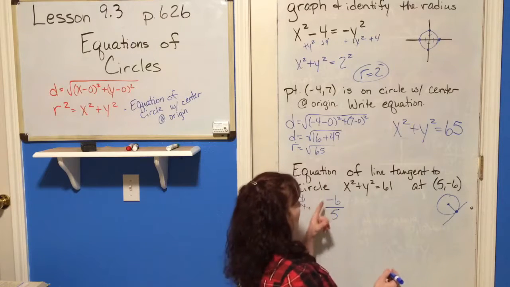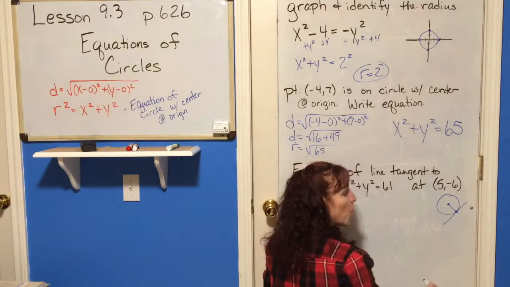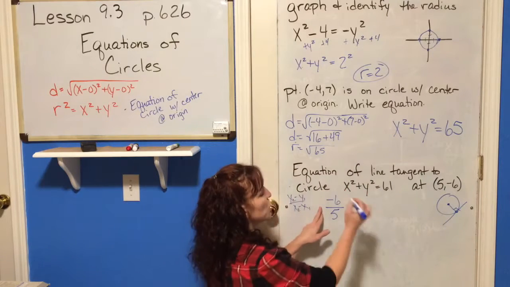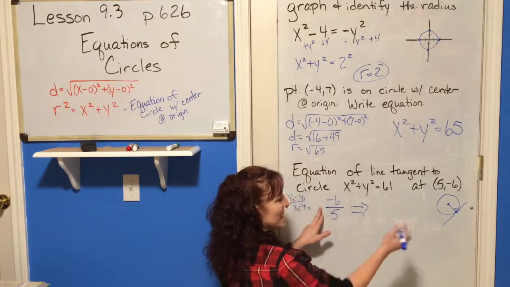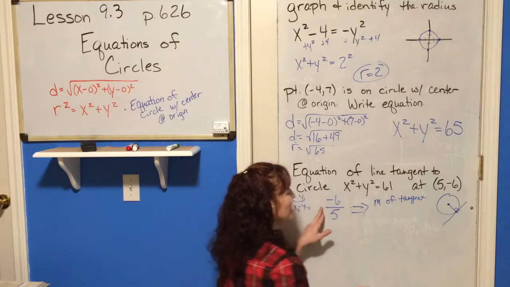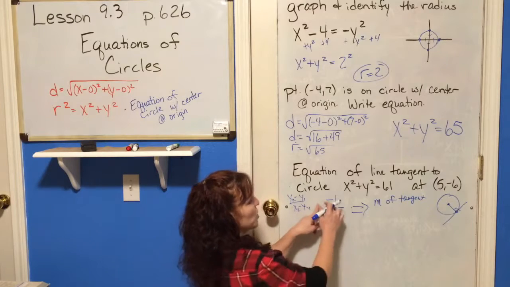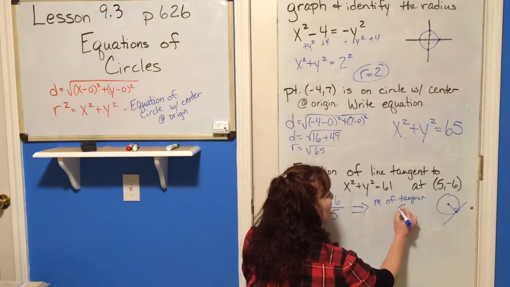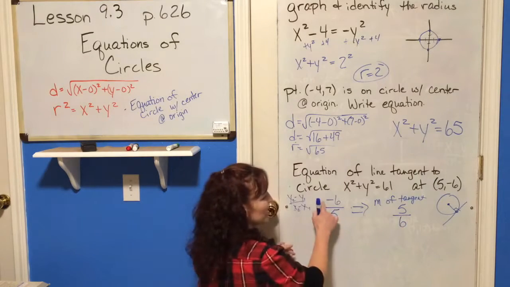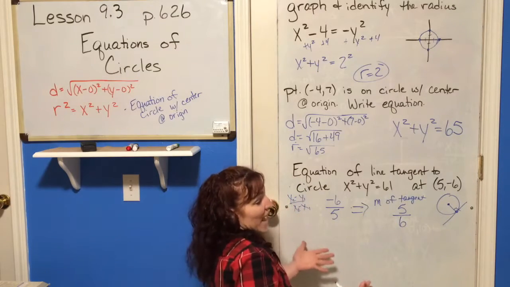Now, if -6 over 5 is the slope of this line, the radius at this point, what we want is the tangent. And the tangent is going to be at a right angle, or perpendicular, to this. So the slope of the tangent is going to be the negative reciprocal. Remember, if it's perpendicular to, it's the negative reciprocal. So this was -6/5, so we're going to flip it and say 5/6, and because this was negative, our slope is going to be positive. So there's the slope of our tangent, and now we have all that we need.